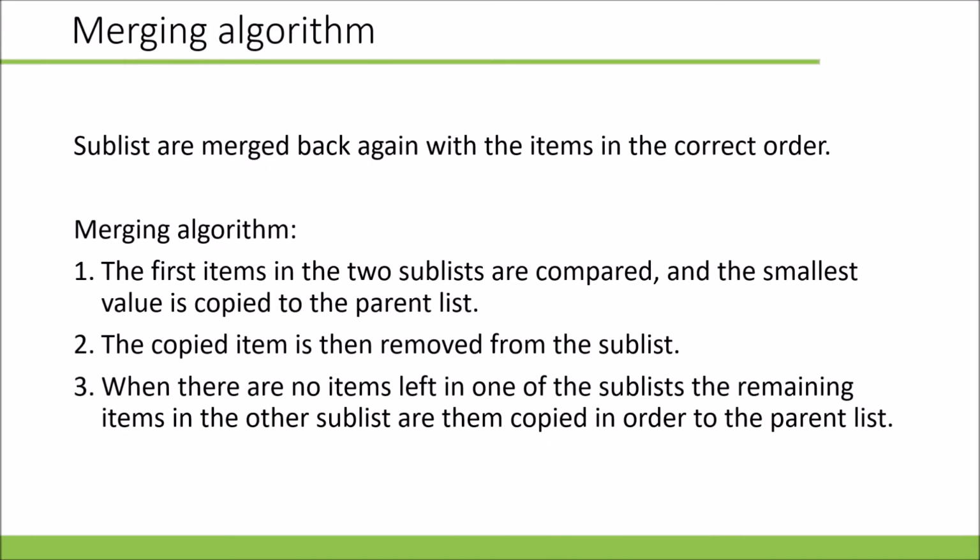After we've performed the divide part of the algorithm, we then need to merge those sublists back again in the correct order. So the way the merging algorithm works is the first items in the two sublists are compared and the smallest value is copied to the parent list. The copied items are then removed from the sublist, and when there are no items left in one of the sublists, the remaining items in the other sublist are then copied in order to the parent list. So let's have a look to see how that works in practice.